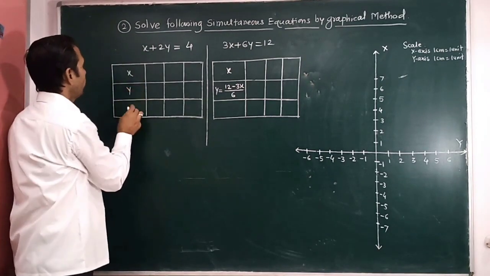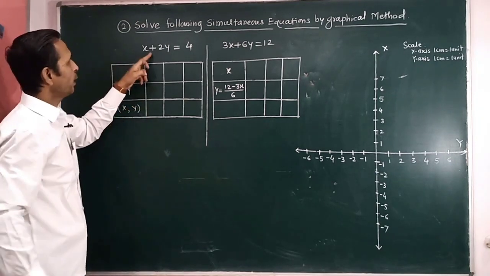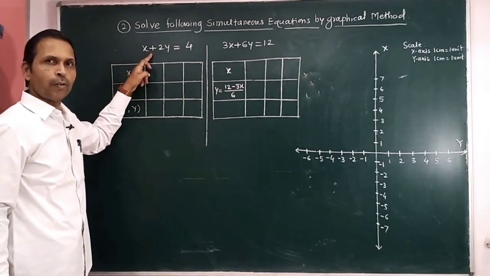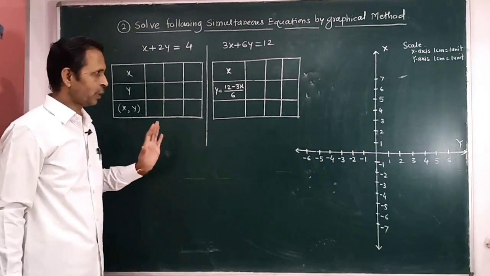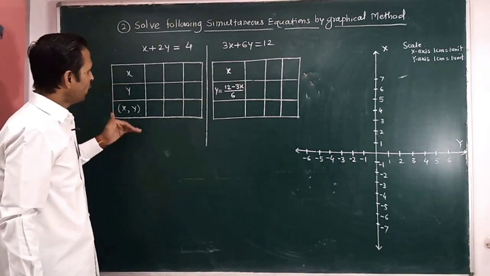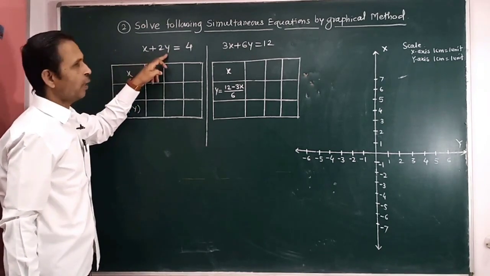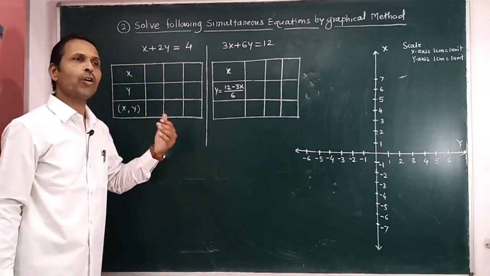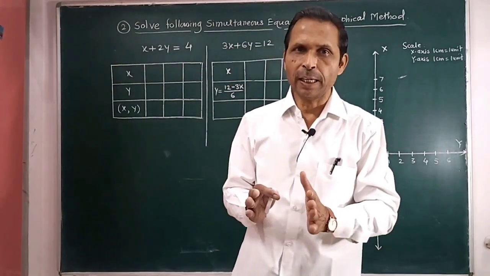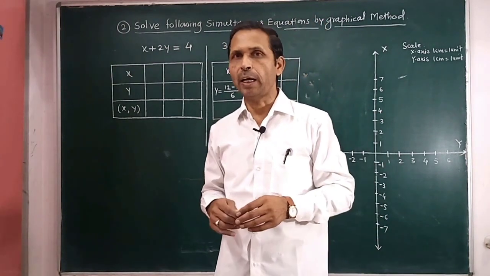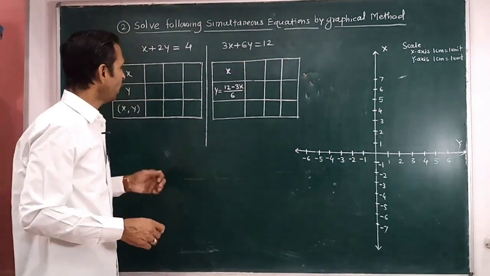Here we put the value of x or y in the equation and find the value of the other variable. This is our process. Suppose we put the value of x, we can find out the value of y. If we put the value of y, we can find out the value of x.